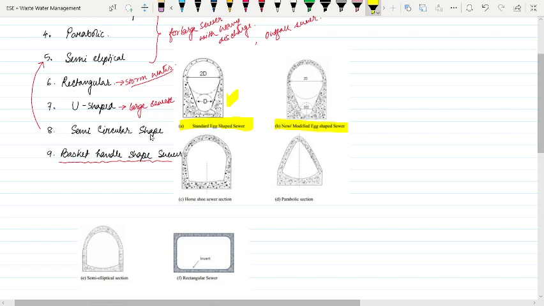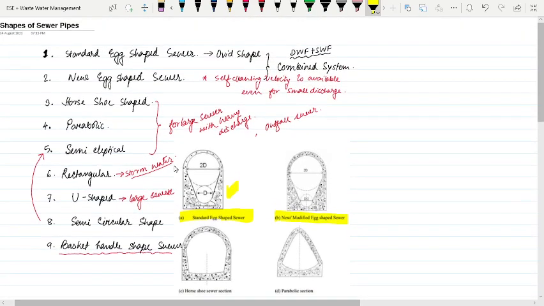Okay, so these are the types of sewer. The basket handle shaped sewer is actually very rare to see, so we don't have any specific use for it. Okay, so these are the types of sewer pipes.